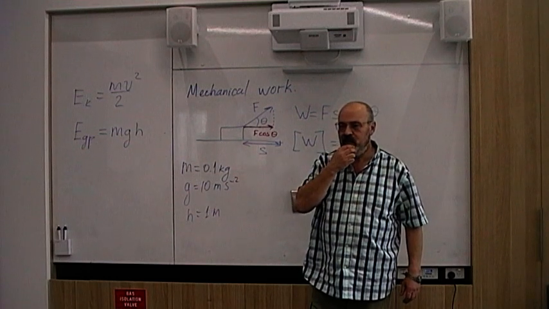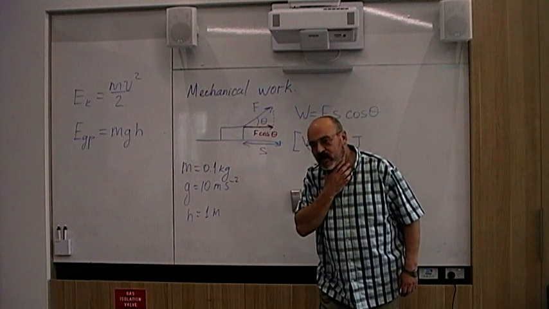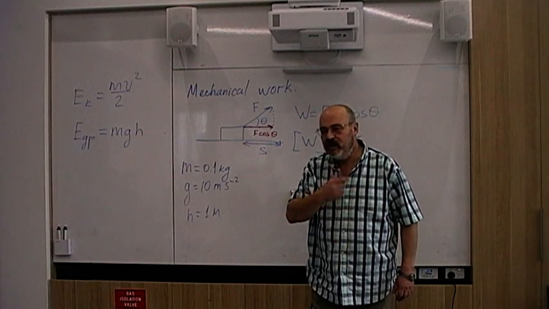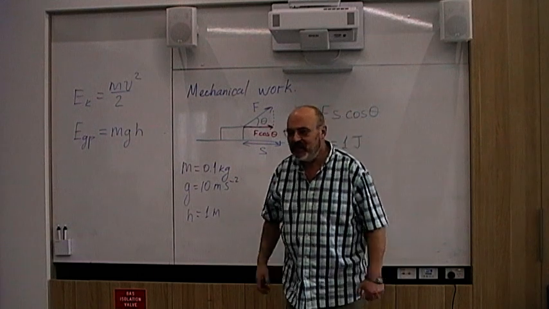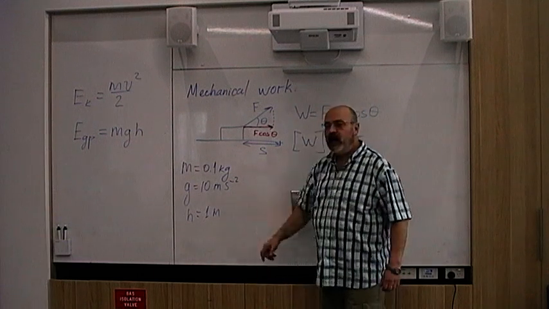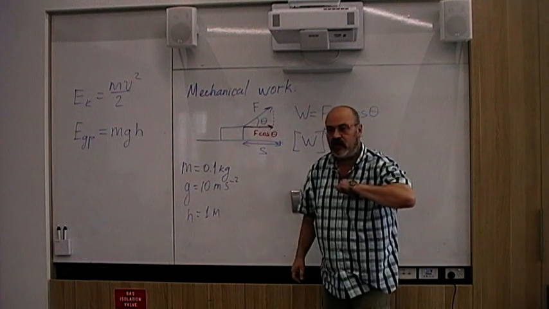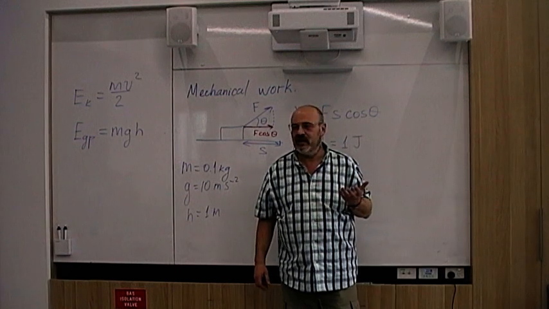I have a question: what is g? Acceleration due to gravity. When you are falling down, that will be your acceleration. Now, both answers are correct. 1 is correct and 0 is correct. How can it be that both answers are correct?